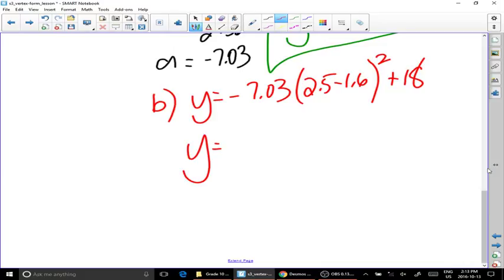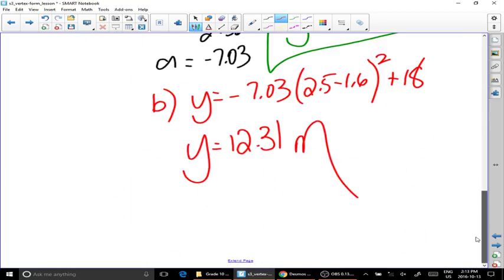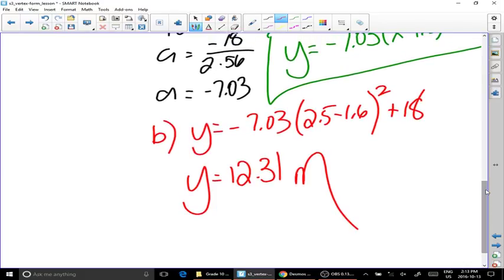We know it reaches its maximum height after 1.6 seconds. So we know it's going to be on the way down. If we do all the math, we are going to get a height of 12.31 meters. Is it meters? Yes, it's meters. That's the height after 2.5 seconds.